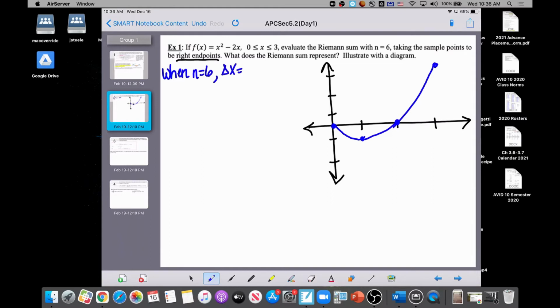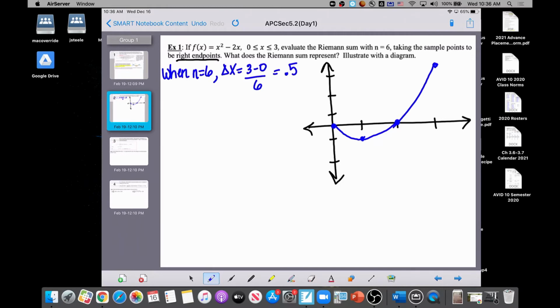And again, our b minus a is going to be 3 minus 0, divided by the number of rectangles, which we were told is 6. So 3 over 6 is 0.5, right? So that tells us that the change in x, or the bases of our rectangles, are going to be 0.5 units long.